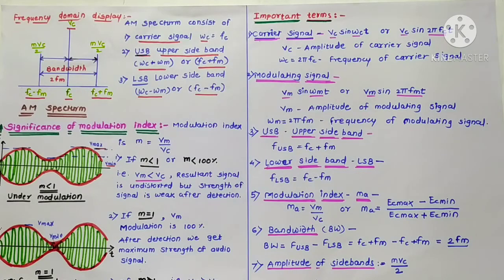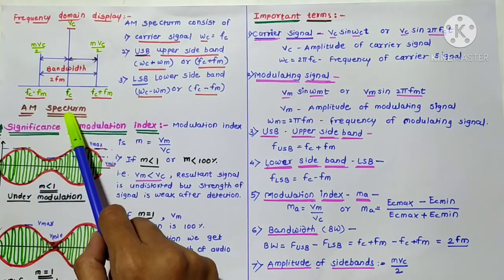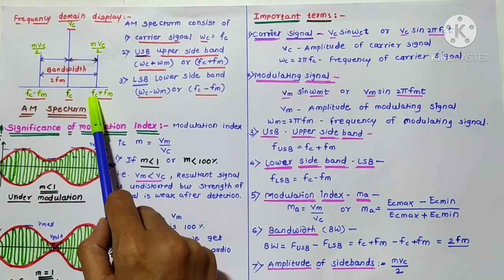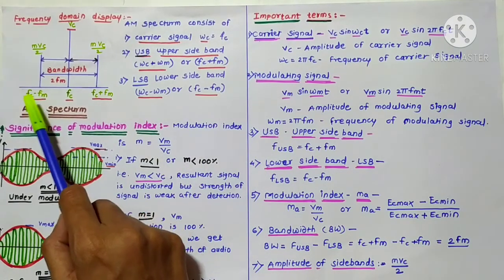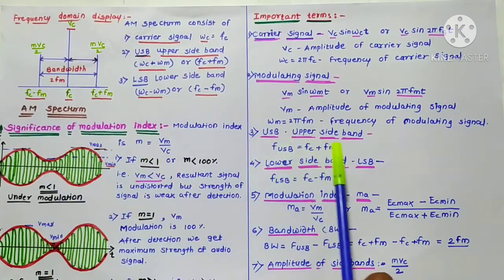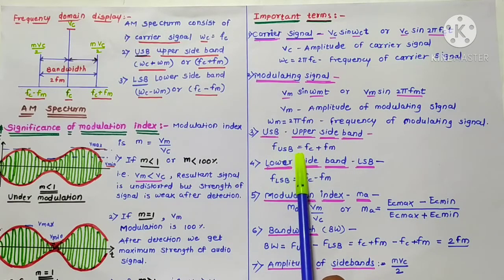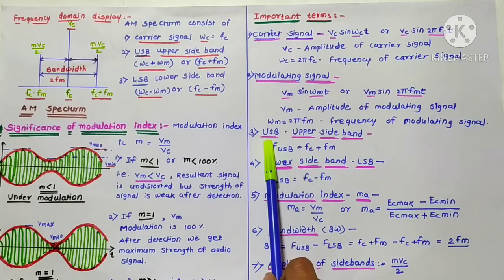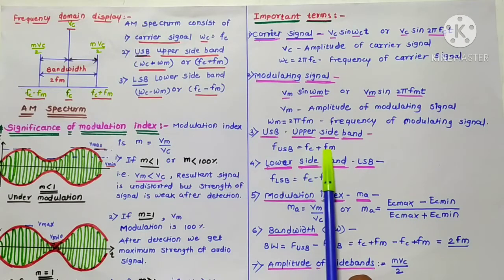As all of you know, the frequency domain or AM spectrum consists of two side bands, lower side band and upper side band. So for the USB, that is the upper side band, in terms of frequency fUSB is equal to fc plus fm. Here the upper side band gives the addition of the frequency of the carrier and the frequency of the modulating signal.